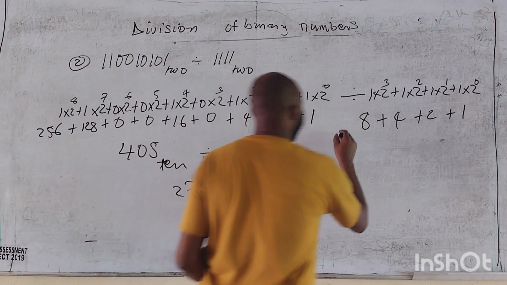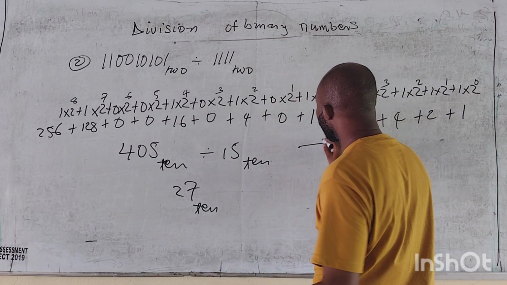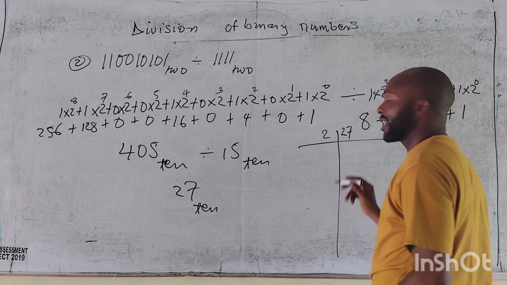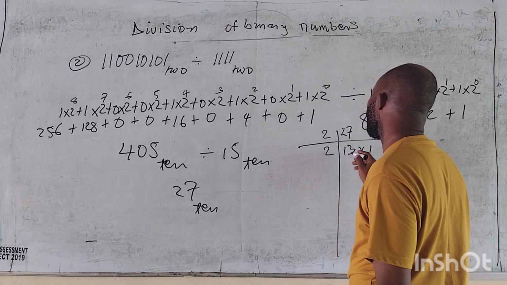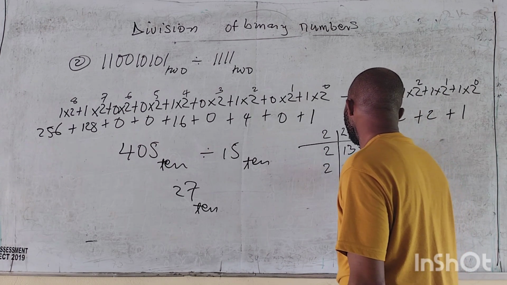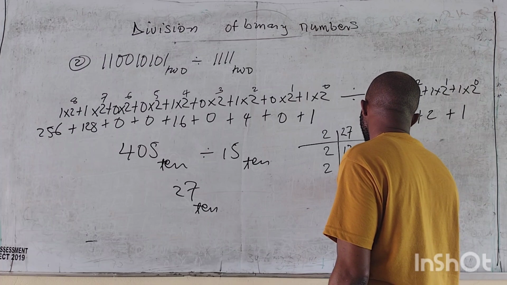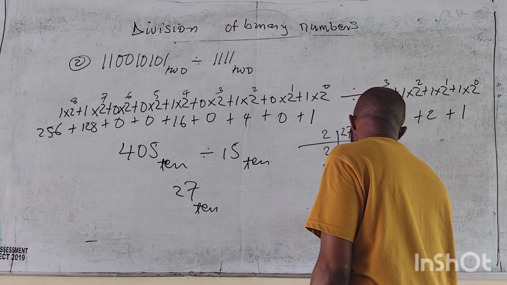So I'll come back here and have my 27. This is 27. I'm going to 2. 2 go here, 13. Remember 1. 2 go here, 6 is 12. Remember 1. 2 go here, 3. Remember 0. 2 go here, 1. Remember 1. 2 go here, 0. Remember 1.